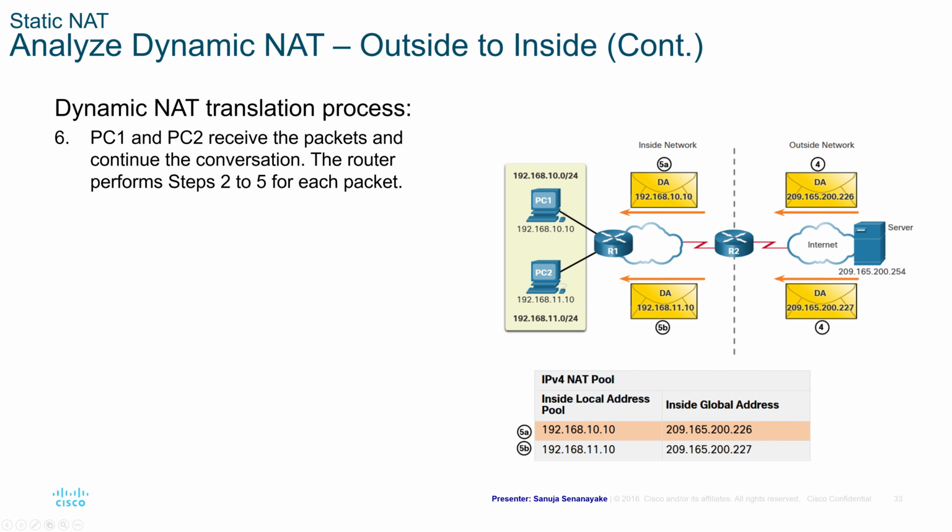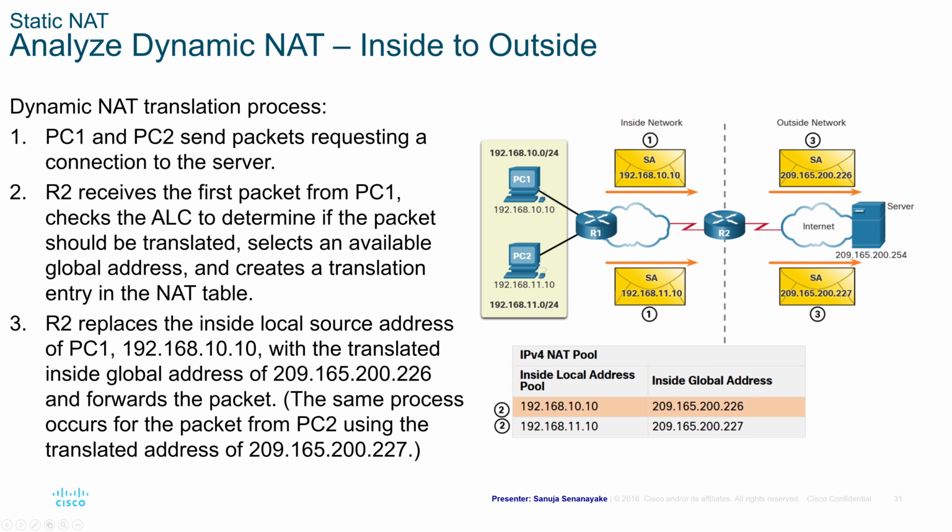So again, to summarize this, because this is a very important concept, PC1 and PC2 send packets requesting to the outside world. The R2 dynamic NAT is going to assign a random IP address out of its dynamic NAT pool of IP addresses if it is available, based on the ACL. Then it will add those entries to the NAT table and forward the information to the outside server.